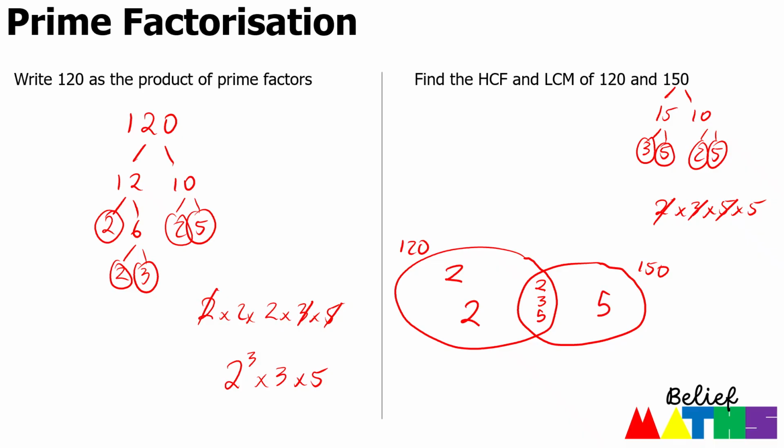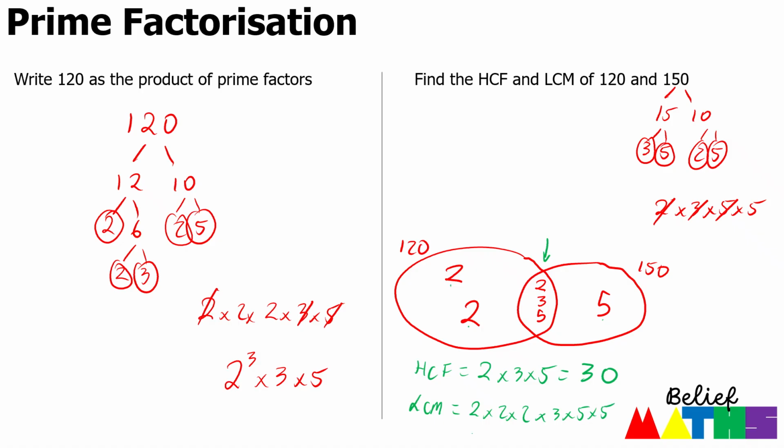So then to finish that off, our highest common factor is those middle values, all multiplied together. 2 times 3 times 5, which is 6 times 5, which is 30. The lowest common multiple is all of the numbers in your Venn diagram multiplied together. So it's the 3 in the middle, plus the 2 in the 120, plus the 1 in the 150. So you get 2 times 2 times 2 times 3 times 5 times 5.